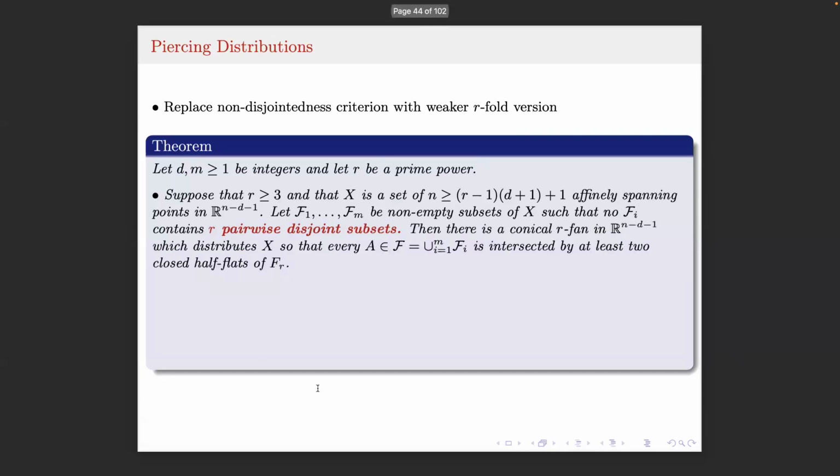Then under this assumption, you're going to get a transversal result. There's going to be a conical r-fan such that, not that it intersects the convex hull as in Dolnikov's theorem, but that each member of the family has to be intersected by at least two closed blades of the fan.